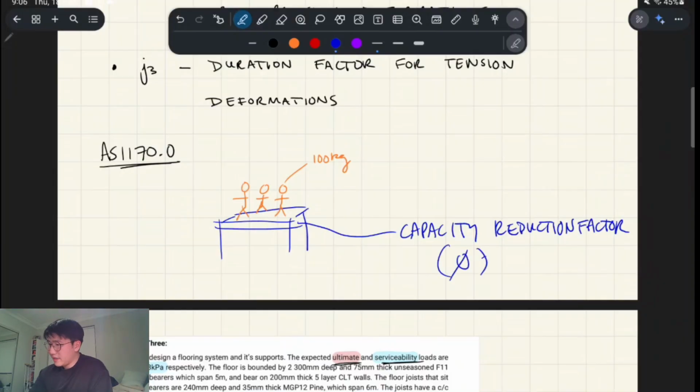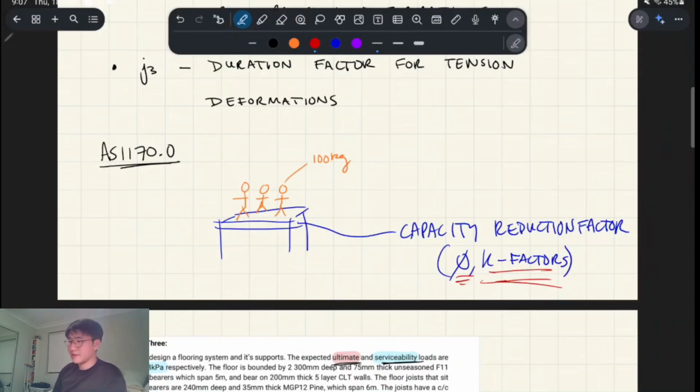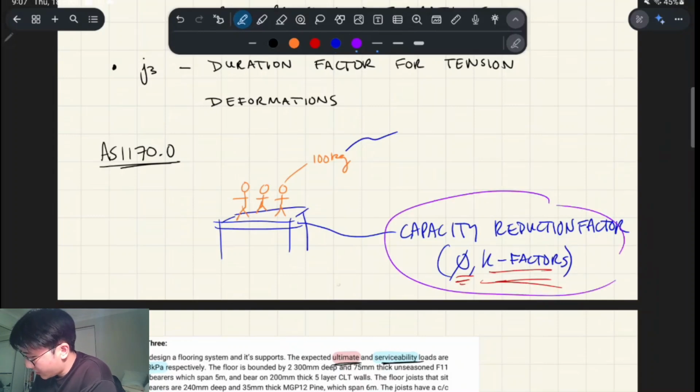Now, in the timber code, it works a little bit differently because we have something called K factors, and we'll cover this next week. But K factors are generally reduction factors. There are a couple that are modification factors, which means they can reduce the strength or increase the strength, but generally they're reduction factors. So unlike the other codes, which just have your phi factor, we also have to account for K factors in timber. Okay. Now, sorry, these were part of the timber code, which is 1720.1, right?